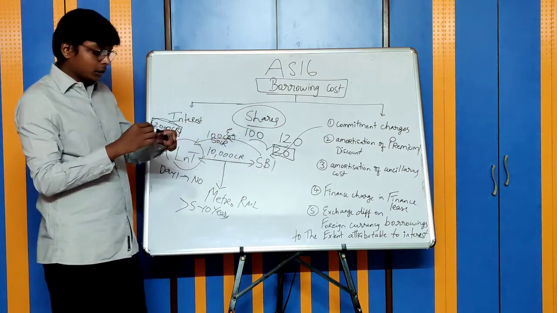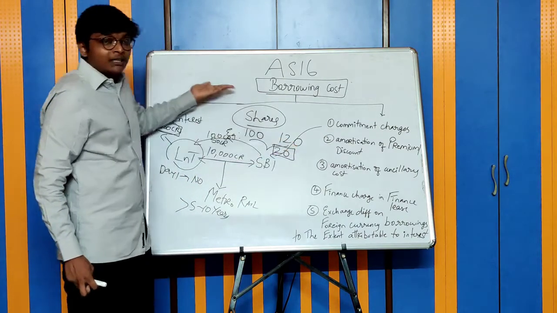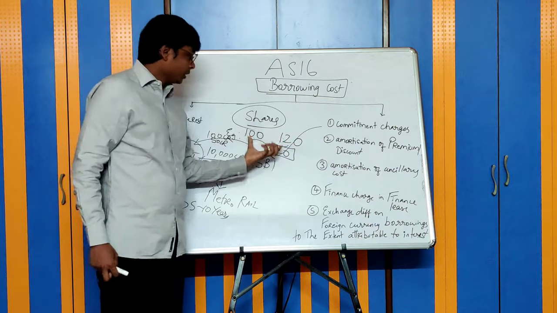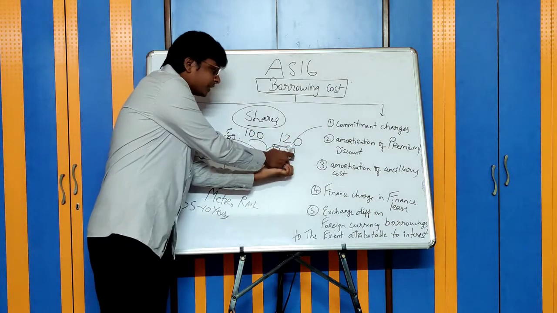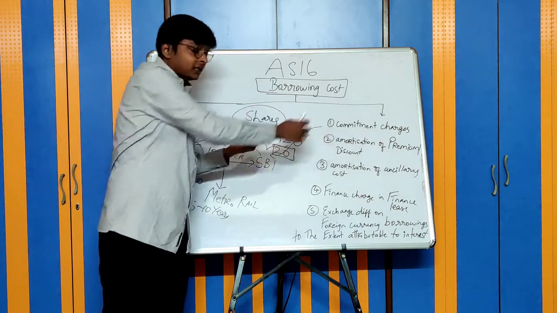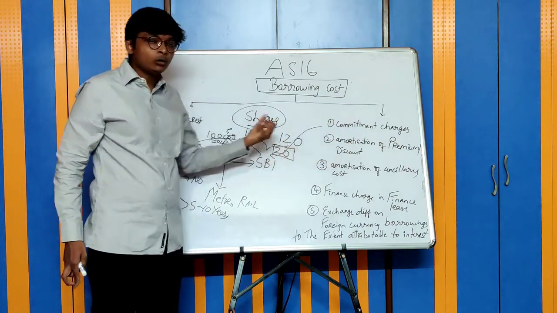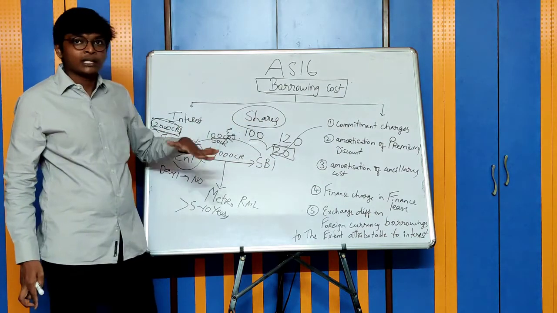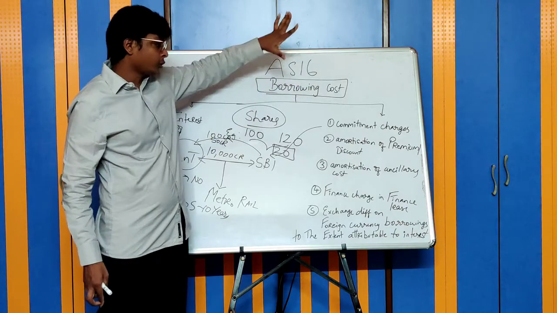Only an example. Now, how do we account for this 20? We amortize it over the life of the share. Say it is going to be redeemed after 10 years, preference shares. This 20 will be amortized over 10 years. That is called amortization of premium. Similarly for discount, when you issue shares at discount, that amount will be amortized as part of borrowing cost.